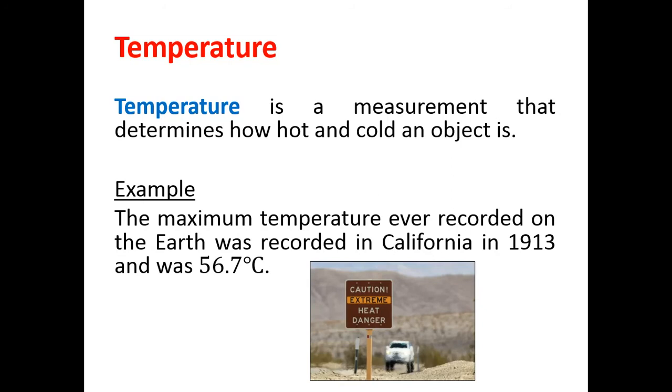Temperature. Temperature is a measurement that determines how hot and cold an object is. For example, the maximum temperature ever recorded on the Earth was recorded in California in 1913 and was recorded at 56.7 degrees Celsius.